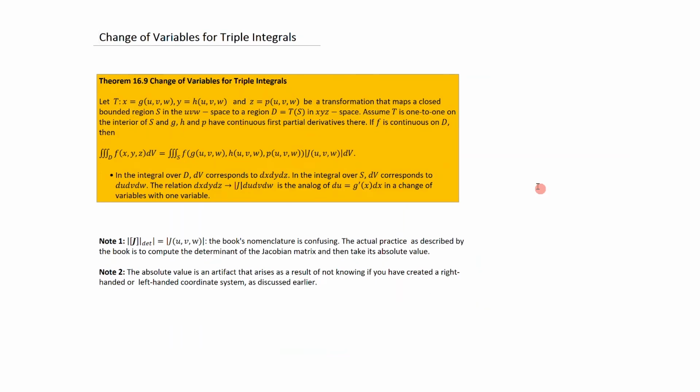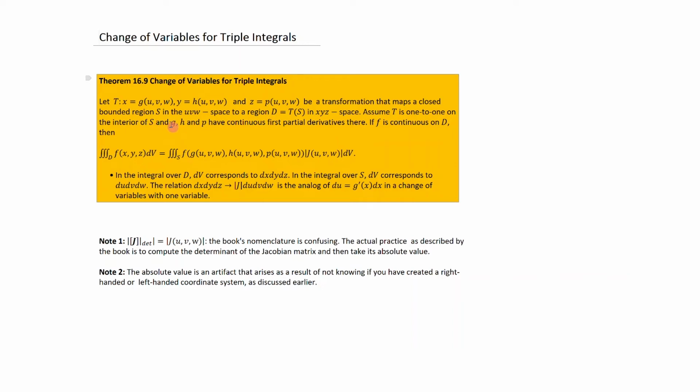All right, so now we can put all this together in terms of a theorem as a change of variables for triple integrals. Here's your transformation. So x transforms according to u, v, and w, certain functions. Similarly, y transforms according to u, v, w, and z transforms according to u, v, and w. And it's basically a transformation that maps a closed bounded region S in the u, v, w space to a region D in the x, y, z space. Again, we're assuming T is one-to-one on the interior of S, and g, h, and p have continuous partial derivatives there.